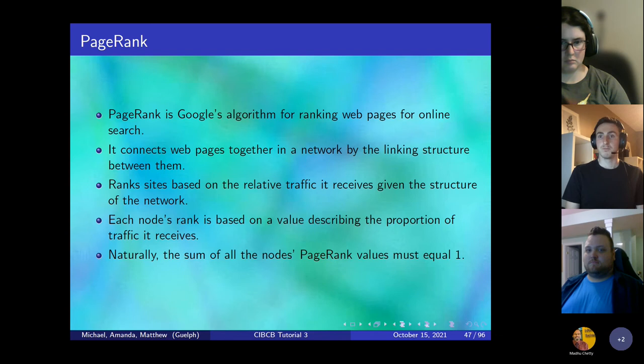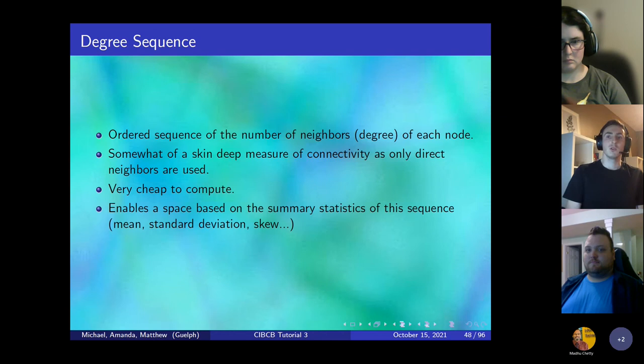Okay, the last unique one that we will describe is degree sequence. So the degree sequence is pretty simple. It's just an ordered sequence of the number of neighbors, the degree of each node. This is somewhat of a skin deep measure, especially when compared to diffusion characters and PageRank, as only direct neighbors are used. The upside is that it's very cheap to compute.